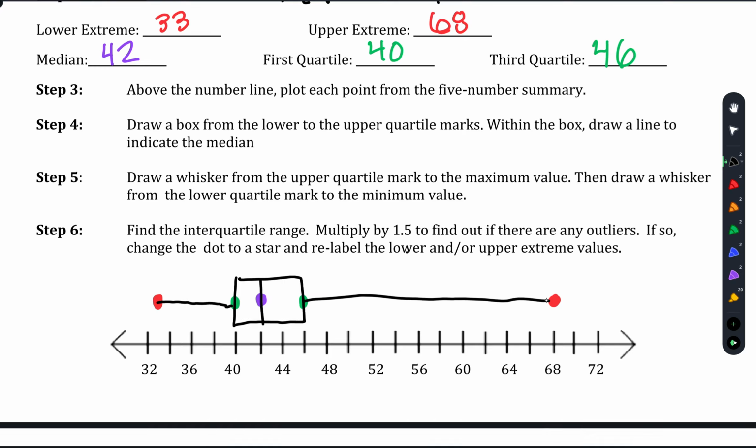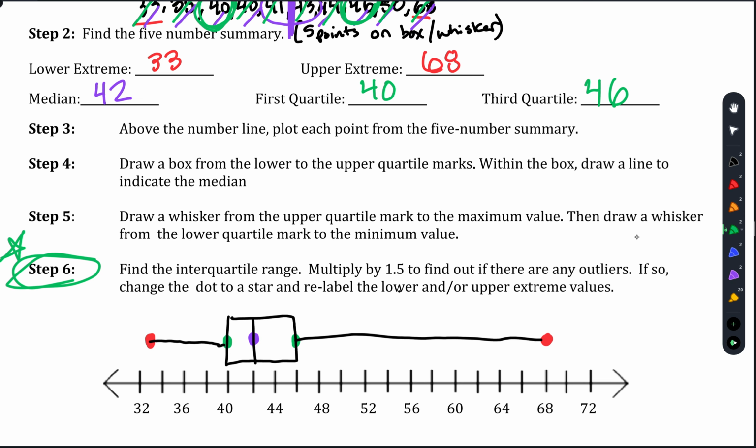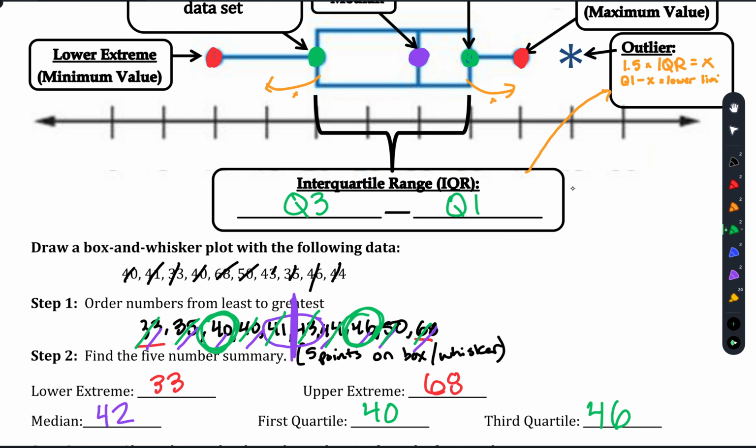there is one more thing that we need to do to make sure that our box and whisker is as accurate as possible, and that is step 6, where we need to find whether we have outliers or not, because an outlier is going to make our graph look a lot different. Everybody okay with these first steps, though? Okay, so let's go back up here.